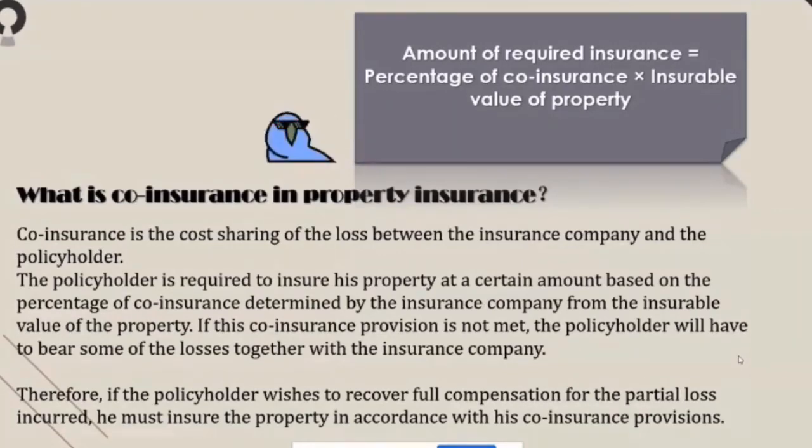If this co-insurance provision is not met, the policyholder will have to bear some of the loss together with the insurance companies. Therefore, if the policyholder wishes to recover full compensation for the partial loss incurred, he must insure the properties in accordance with his co-insurance provisions.